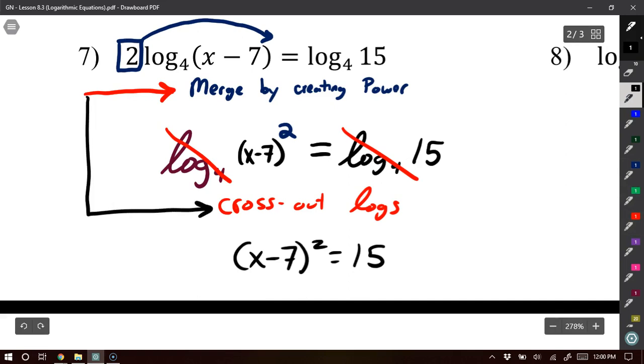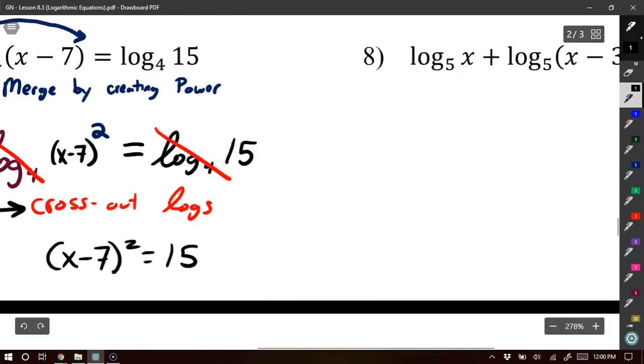Here are my answers. How would I solve this problem? I'm going to merge by applying my power rule. I then see I have logs on both sides, so I'm going to cross out logs. And then I would have the ability to solve.